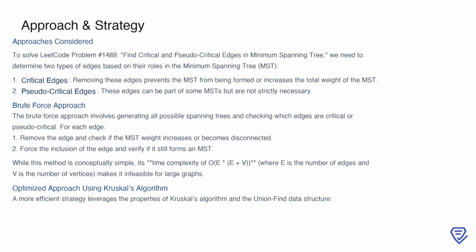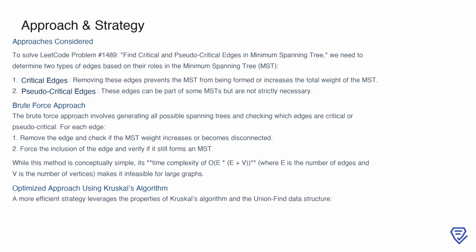To solve the problem of identifying critical and pseudo-critical edges in a minimum spanning tree, we need to classify edges based on their roles. Critical edges are those that, if removed, prevent the MST from forming or increase its total weight. On the other hand, pseudo-critical edges are not strictly necessary for the MST but could still be part of some valid MSTs. One way to approach this is through brute force, where we try all possible spanning trees.